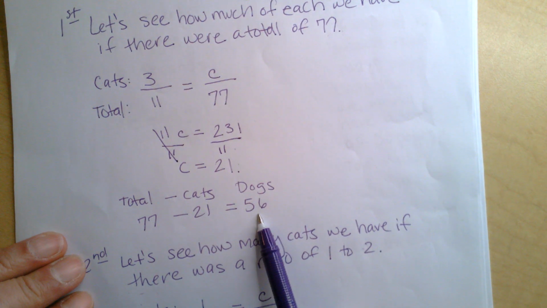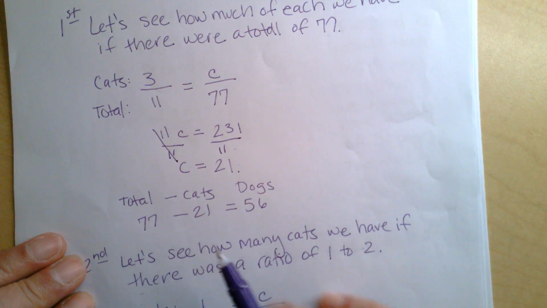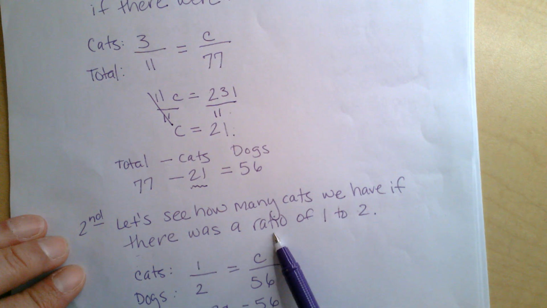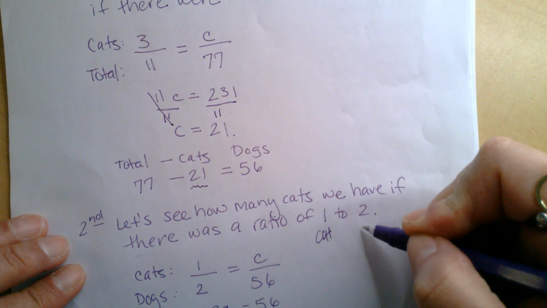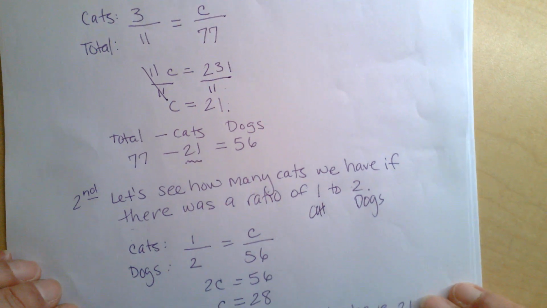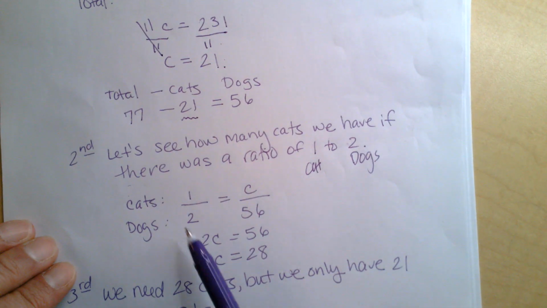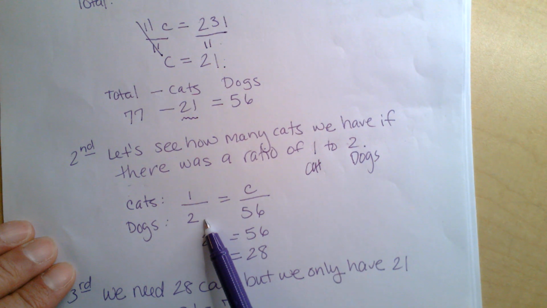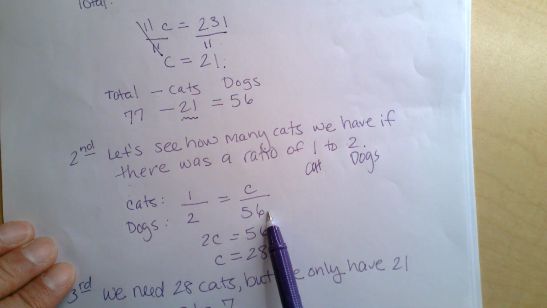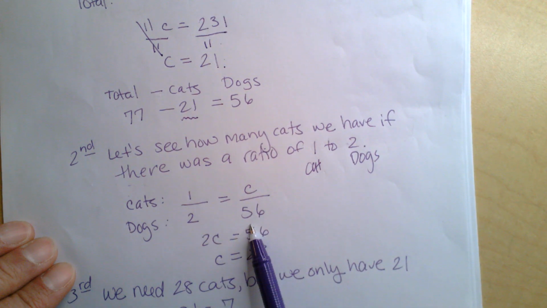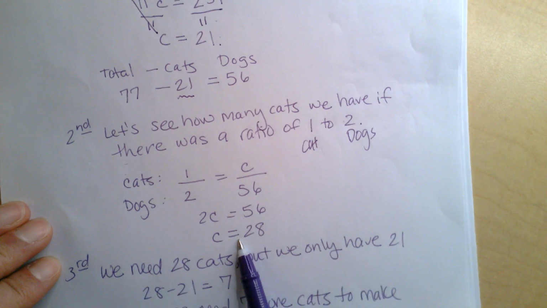Okay, we're not done yet though, because we need to see how many more cats I need. I have 21 right now. How many more if I was going to have a ratio of 1 cat to 2 dogs? That's what the question's asking. So I need to set up a second proportion. We want to have the ratio 1 cat to 2 dogs. So we need to figure out if we have 56 dogs, how many cats. I can cross multiply and I find out that there's 28 cats.